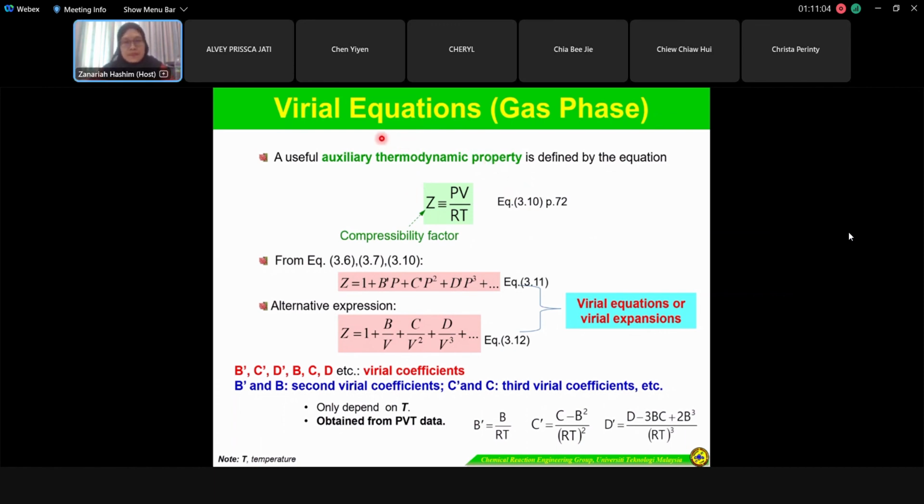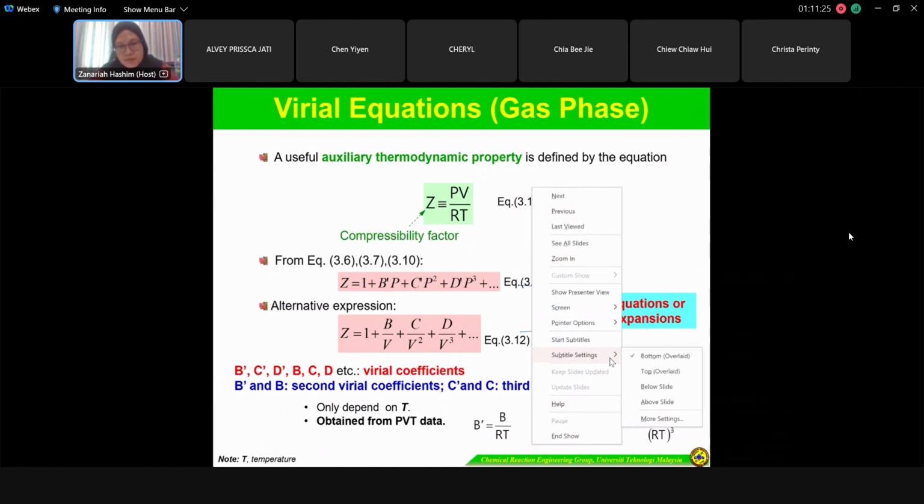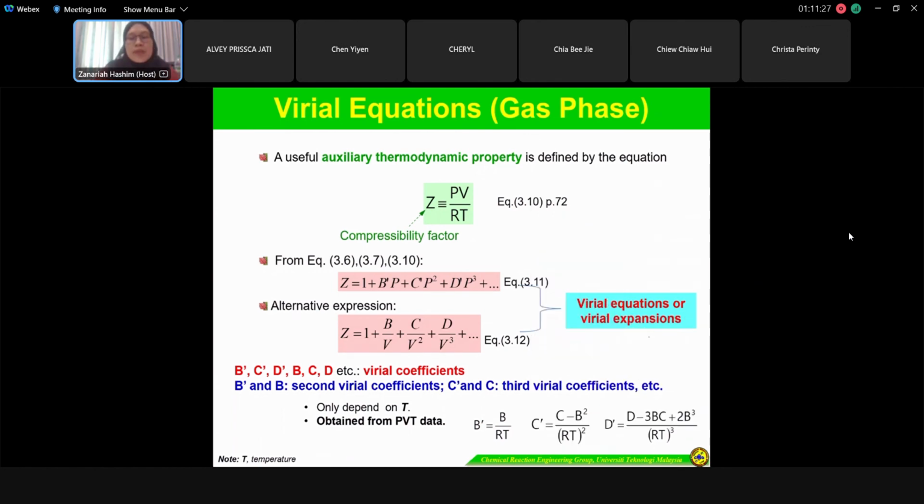All right. So now going back to the virial equations for gas phase, we can start the equation using this equation here, equation 3.10. How do we get it? So remember you have the equation for ideal gas, which is PV equals RT. So in this case, we just add a parameter Z here. So you can write Z like this.